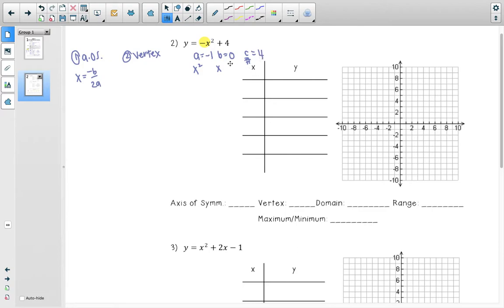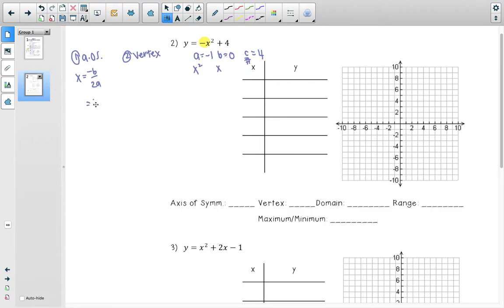All right, go ahead and find the axis of symmetry and the vertex, or try to on your own. Restart the video once you get stuck or when you get to that point. All right, so pause the video now. All right, now that you restarted the video, let's jump into this.